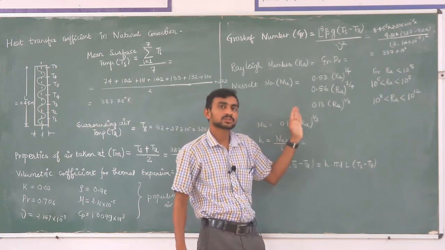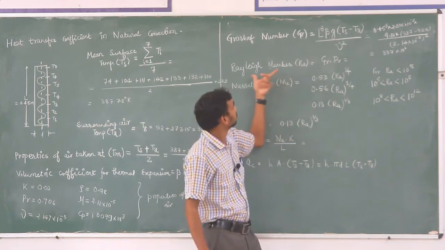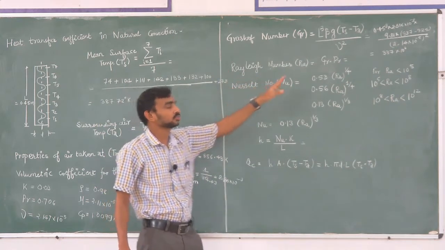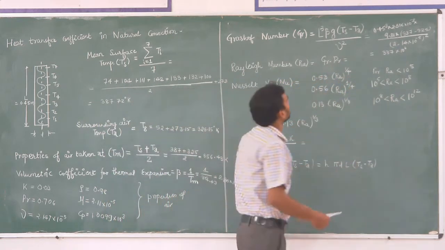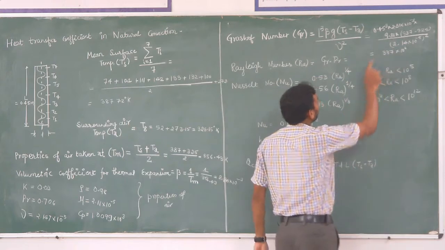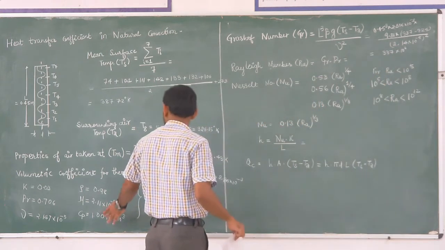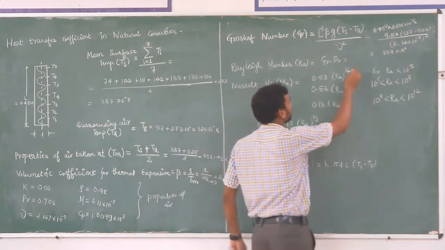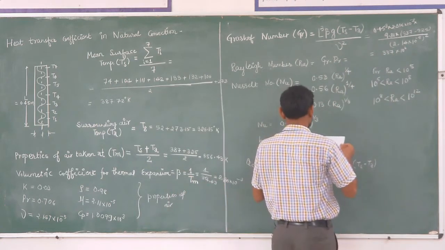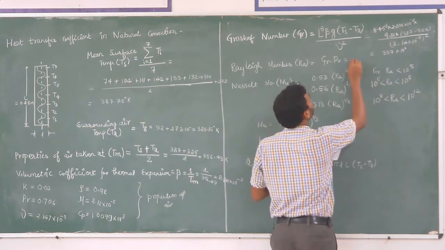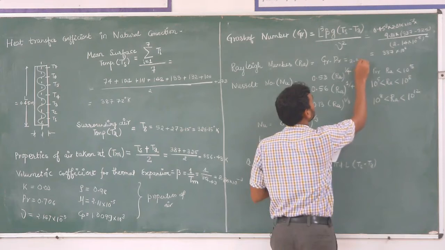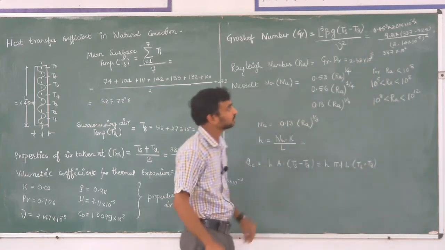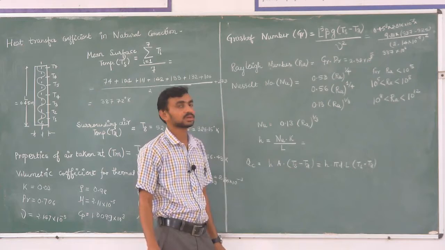Then for natural convection, there is the Rayleigh number. Rayleigh number is the product of Grashof number and Prandtl number. Grashof number we already have, and the Prandtl number of air we already know, 0.706. So, Rayleigh number comes out to be 2.38 10 to the power 8, a dimensionless quantity.